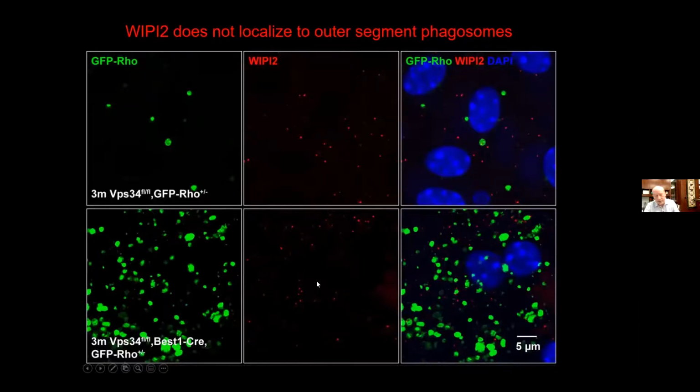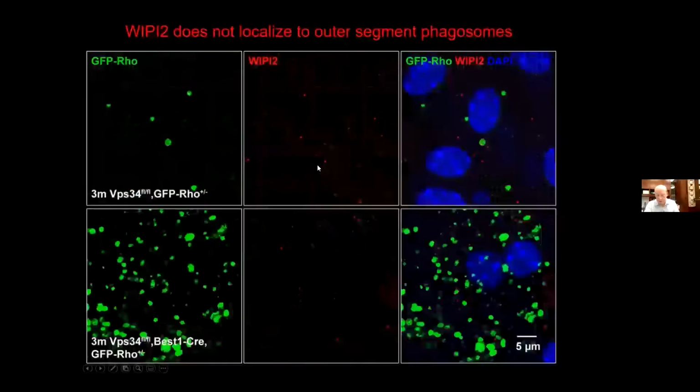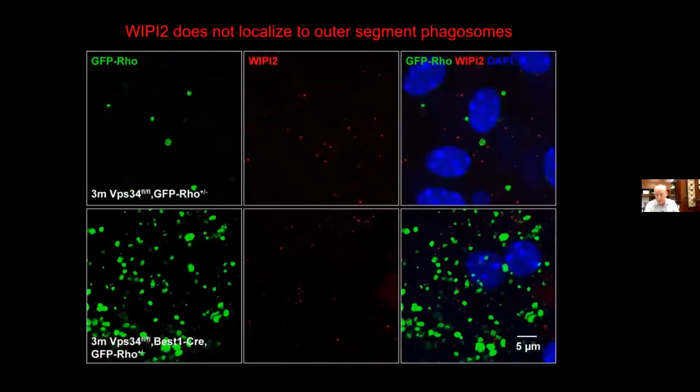So that is a little bit funny. If WIPI2 can bind directly to PI3P and recruit LC3, why is that not working in phagocytosis where both PI3P and LC3 are present?